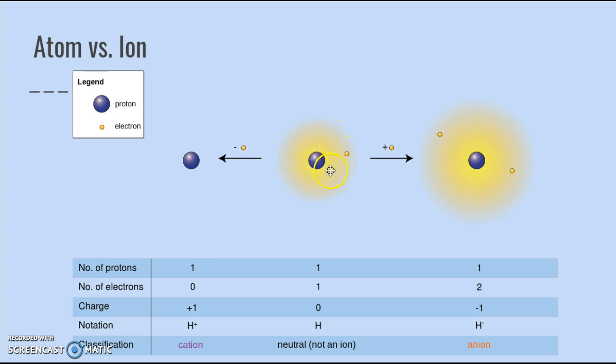If our atom lost an electron, we'd go this way. Now you just have the proton with no electrons around it, so it doesn't even have an electron cloud. This has one proton, no electrons, so 1 minus 0 gives you a +1. The charge of this atom would be +1, so you write H+. This is a cation, because cations have positive charges.